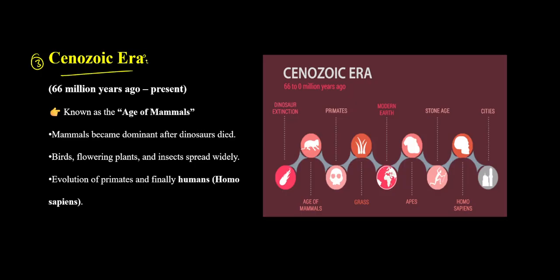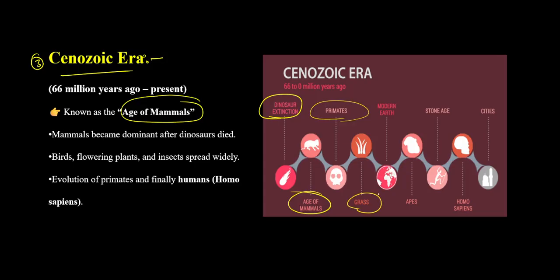the Cenozoic era. The Cenozoic era is known as the age of mammals. Dinosaurs became extinct in the early Cenozoic era. Then this is the age of mammals. The first primates came into existence. Grasslands became dominant, and this laid the foundation of the modern earth. Primates like apes were also in abundant form. Then there was the stone age of early humans. Then Homo sapiens came into existence.